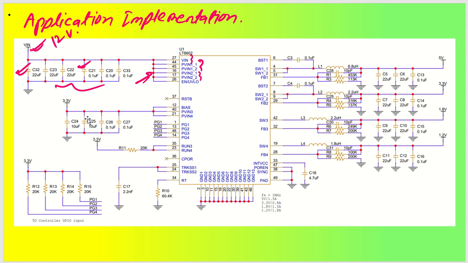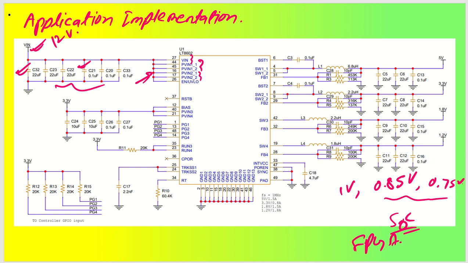Similar to that, the voltage outputs: switch 1 and switch 2 are actually high voltage converters, and switch 3 and switch 4 are low voltage converters. Low voltage converter means, let's say you have a voltage output requirement of 1.8 volt or 1.2 volt, or even lower, like 1 volt or 0.85 volt or 0.75 volt. These voltages are used in your SoCs, processors or FPGAs. So these are the reasons we need a very low voltage output with very high current.